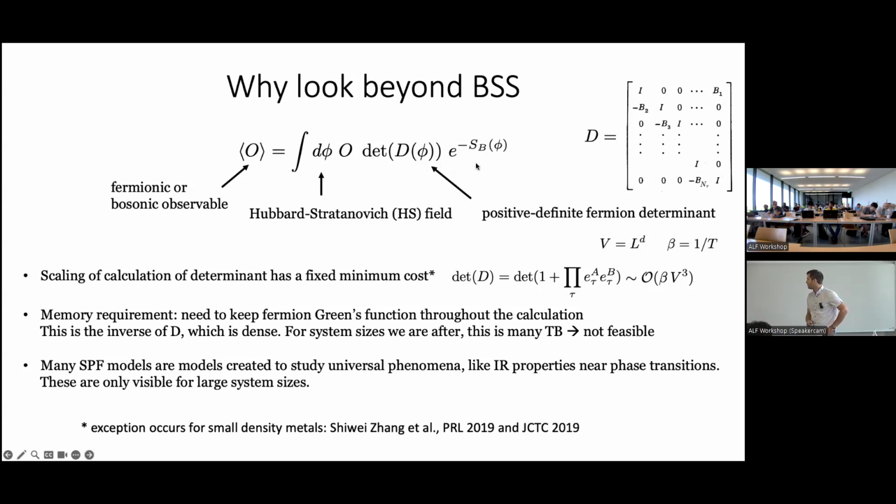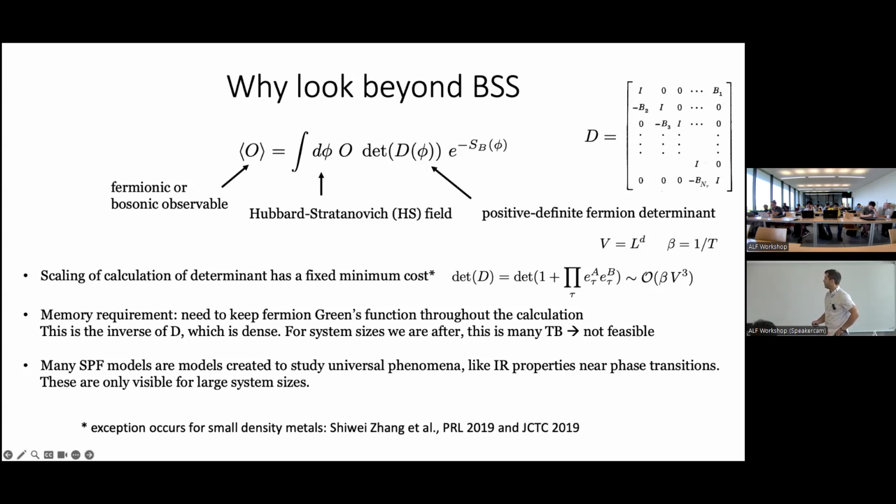And in general, when you run the BSS algorithm, you compute this determinant exactly for every configuration of your Hubbard-Stratonovich field over which your Monte Carlo is running. And this has a fixed minimum scaling cost. When you use this expression that you learn here or elsewhere, this has a fixed scaling cost of beta times volume cubed.